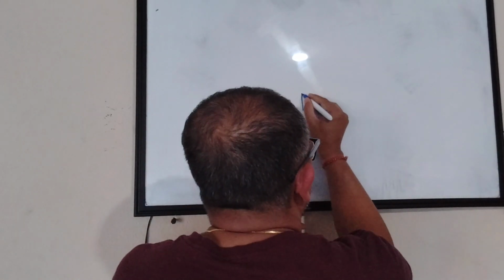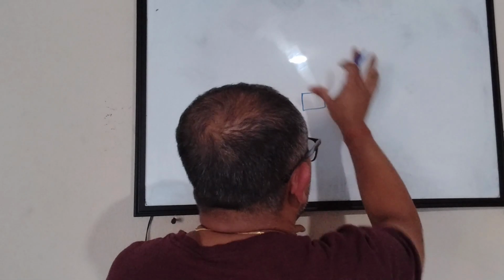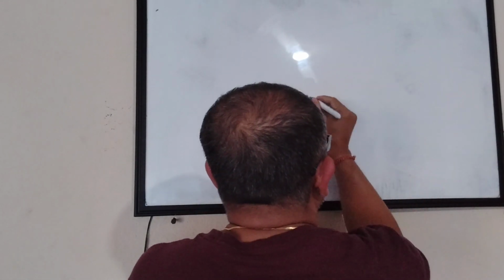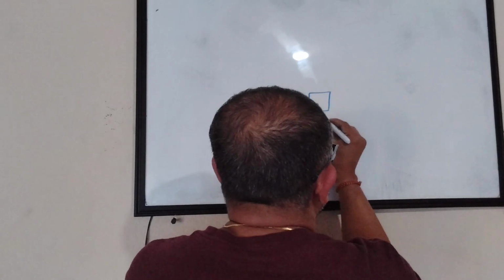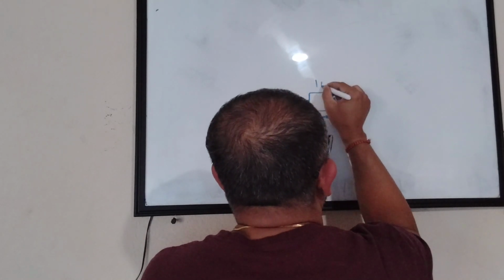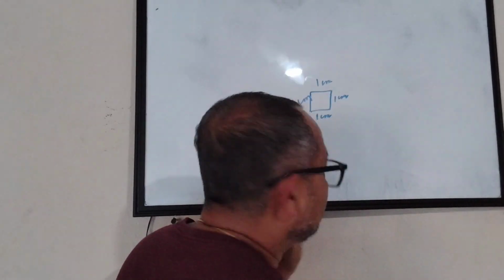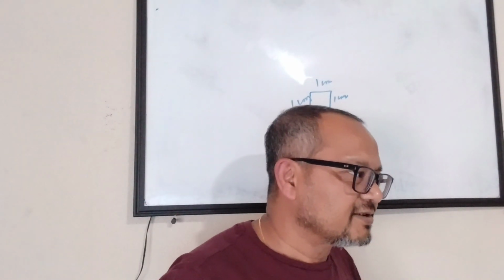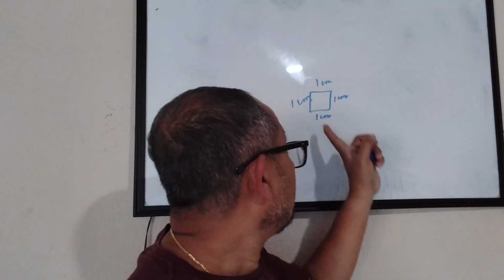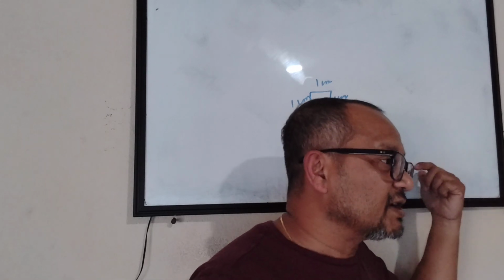Now let's first try understanding what we mean by the area of a rectangle. Let's look at a small square, which has all sides as 1 centimeter. What will be the name of this? I can call it 1 centimeter square. It's a square with 1 centimeter sides, so 1 square centimeter or 1 centimeter square.